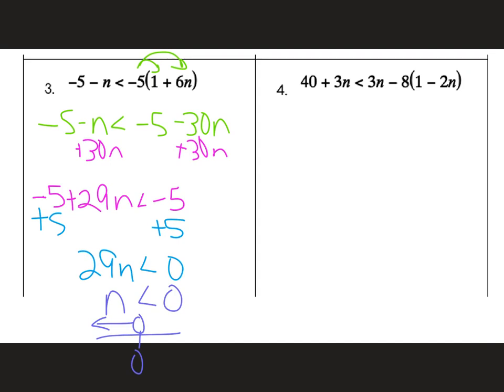Let's see what we have next. A couple different paths we could take. I'm going to do the same idea as last time because I think that's going to be the most obvious for you to do. I forgot how to talk there, I'm sorry. Distribute that negative 8. Pew, pew. So that's negative 8 plus 16n.